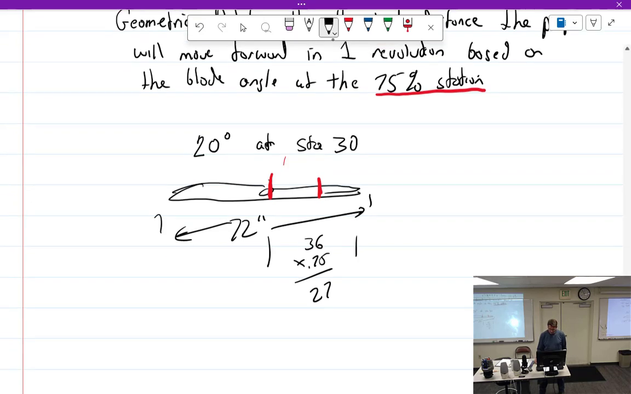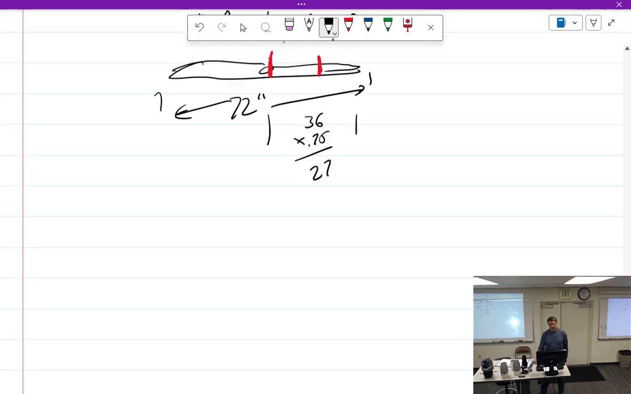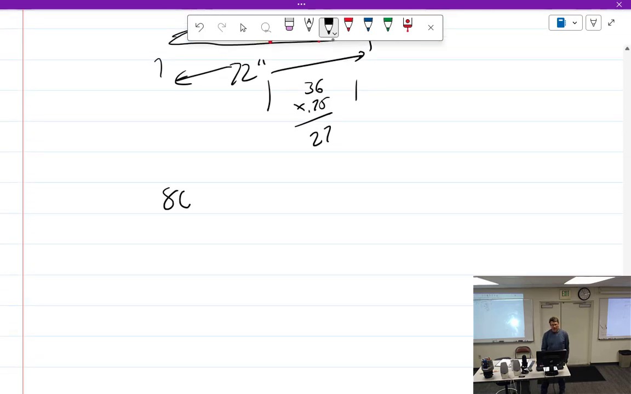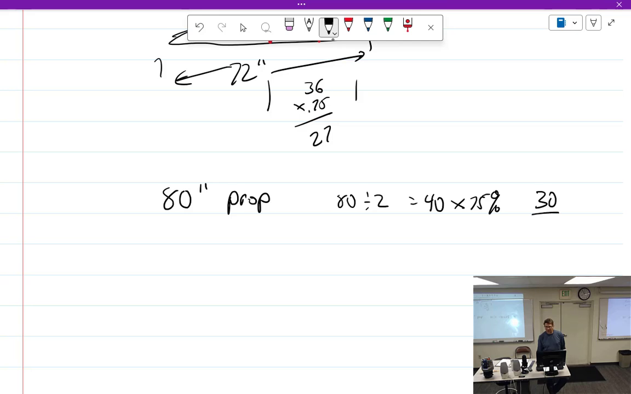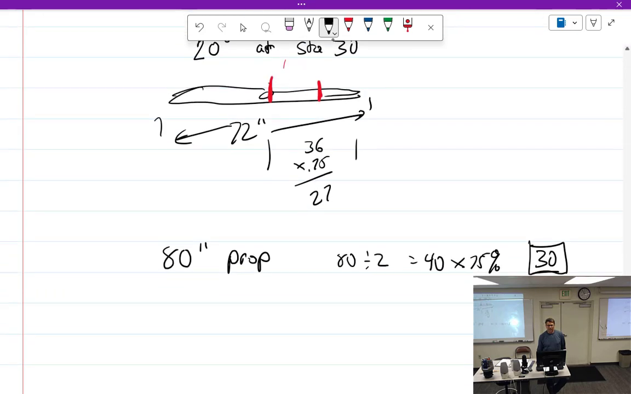Oh, I actually gave an example here, so I can just follow my example. I have an 80-inch prop. What is my 75% station? And this will be on the test. It's 80 divided by 2, so half the prop equals 40, times 0.75 equals 30. That's how I got the 30. 30 what? 30 inches from the hub.